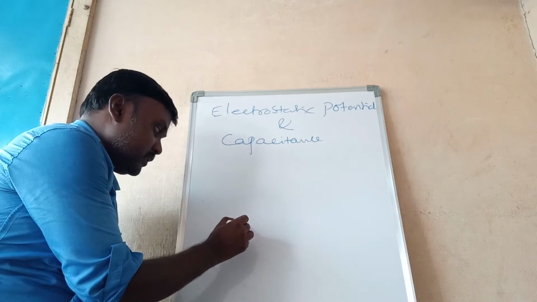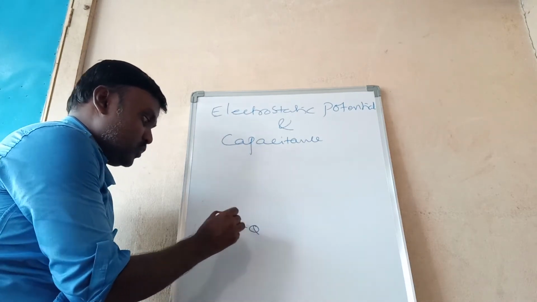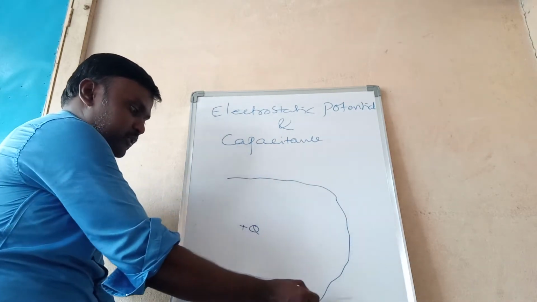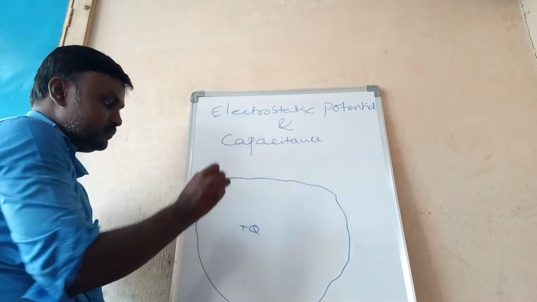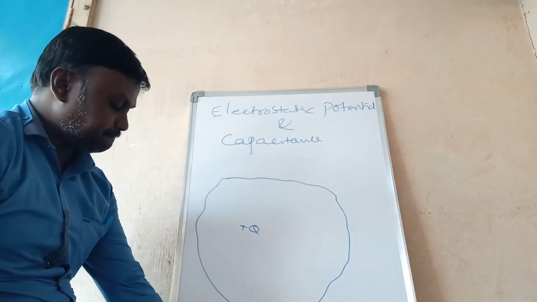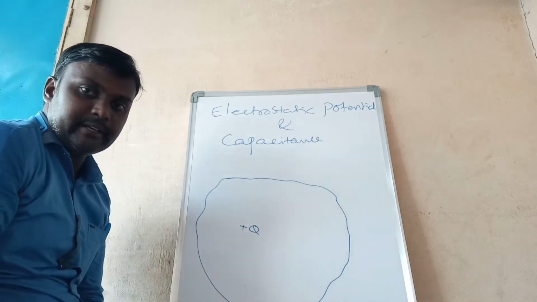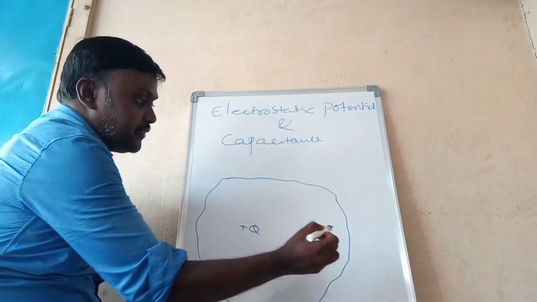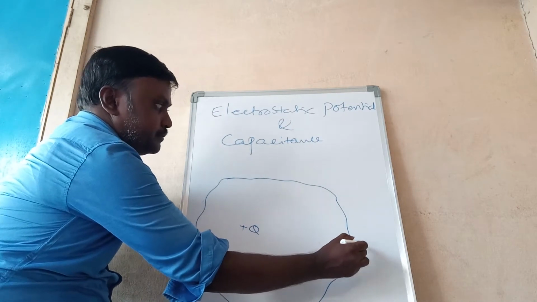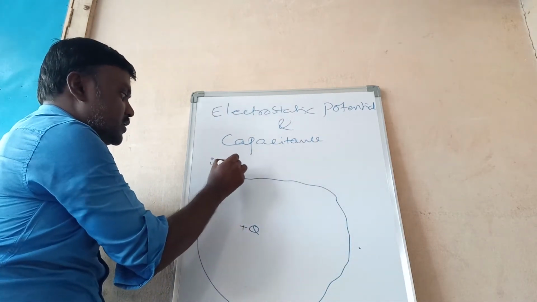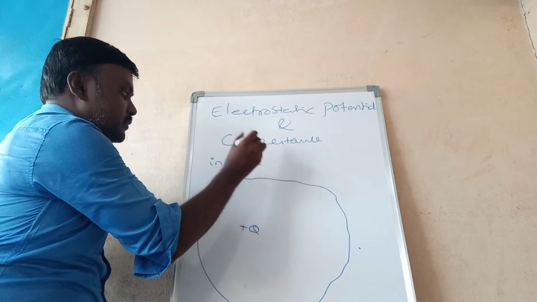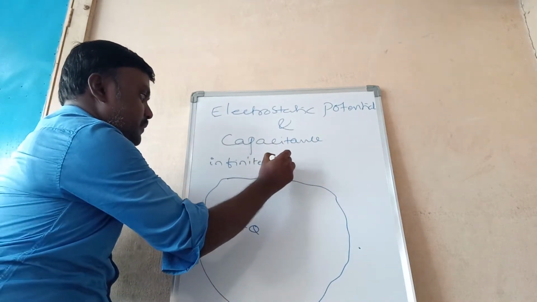Suppose you take a point charge plus q, and around it some electric field will be there, and here I am defining the infinite point. First of all, let me teach some basics.